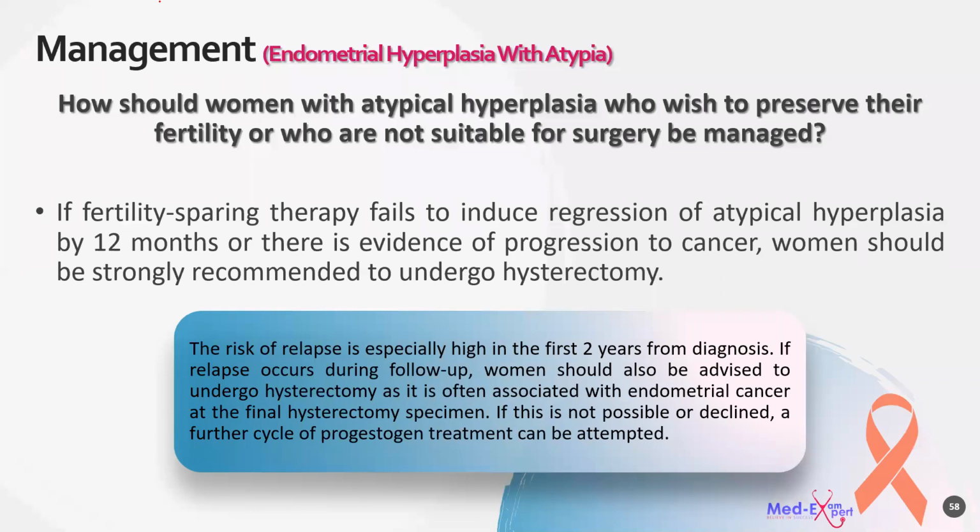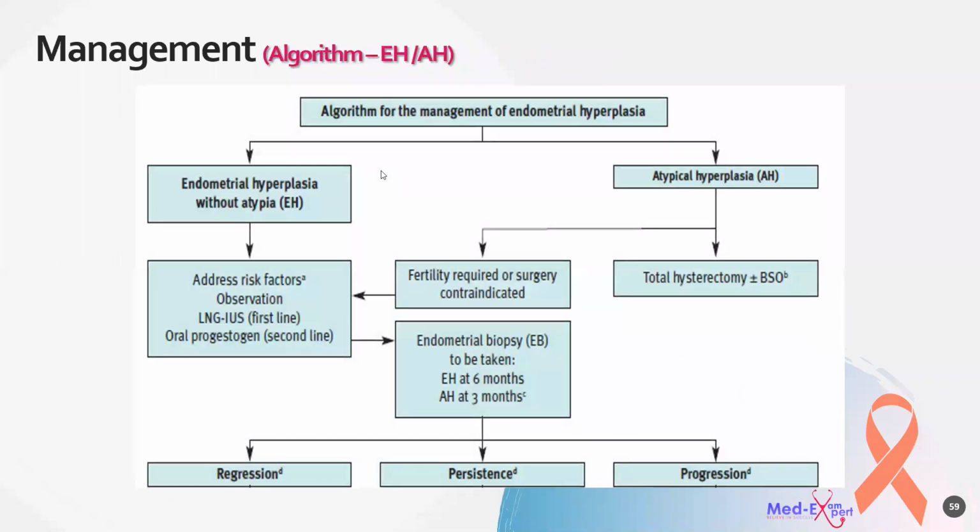But if the patient declines or surgery is not possible, a further cycle of progestogen treatment could be attempted in such cases. So if the patient declines hysterectomy completely even after relapse or progression, or if the patient is unfit for surgery, you can try another cycle of progestogen therapy. But of course, this is very risky and the rate of progression to cancer is very high. So let's summarize now the treatment modalities for endometrial hyperplasia without atypia and with atypia.